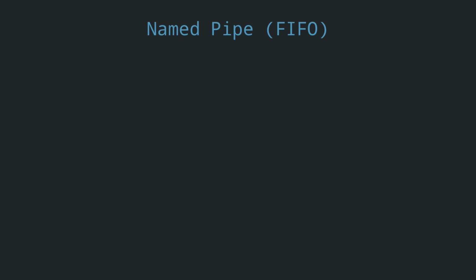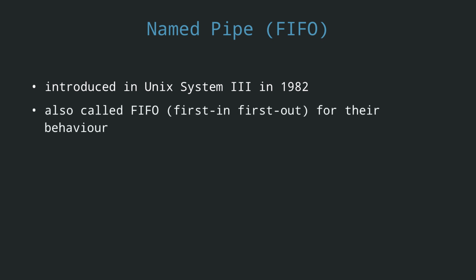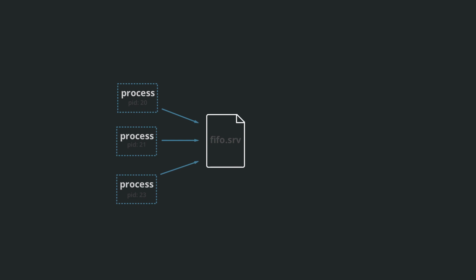Enter the named pipe. Introduced in UNIX System 3 in 1982, it was meant to fix some of the shortcomings of the anonymous pipe. Named pipes, sometimes called FIFO, meaning first in, first out, are called as such because instead of pipes living in the inaccessible pipe file system, named pipes are regular files on the root file tree. As such, unrelated processes can be set up to read or write from the pipe. And as an additional bonus of being a file, one can set up basic access and ownership rights.